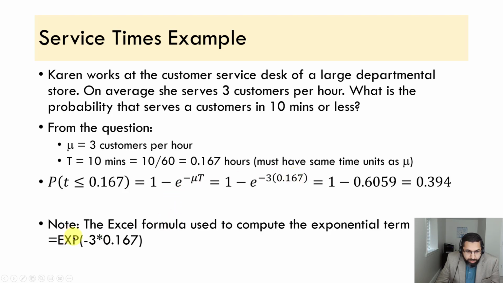You can use the exp function in Excel. So you do equals exp, and then in brackets, you pass in the expression that you want to raise e to the power of. So we're raising e to the power of minus 3 times 0.167. So we pass that into the exp function, and we get 0.6059, the value that it evaluates to.